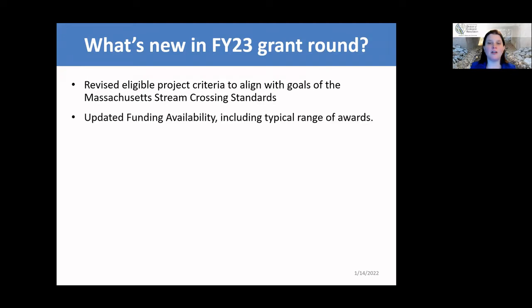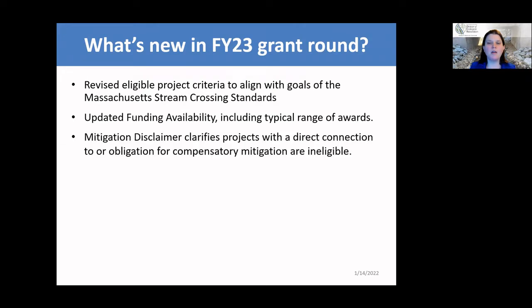We updated our funding availability section 1.6, including the typical range of awards. We added a mitigation disclaimer in section 1.5 to clarify projects with a direct connection to or obligation for compensatory mitigation are ineligible to apply.